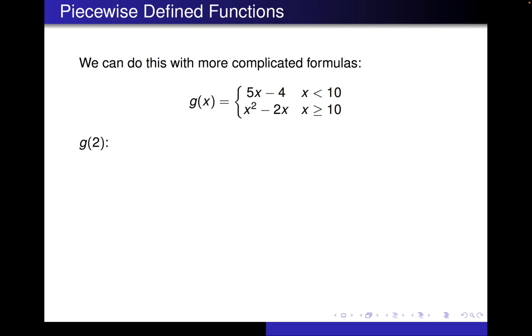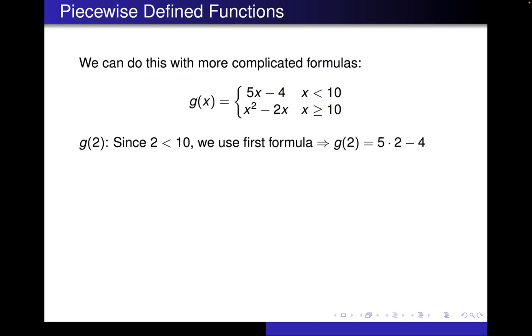So for instance, if I wanted to find g of 2, I have to figure out whether I use the top formula or the bottom formula. What I do is figure out how 2 compares to 10. Well, 2 is less than 10, which means we're going to use the first formula, because the first formula is for values of x that are less than 10.